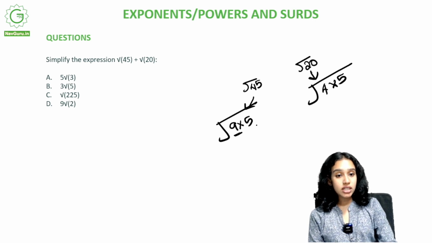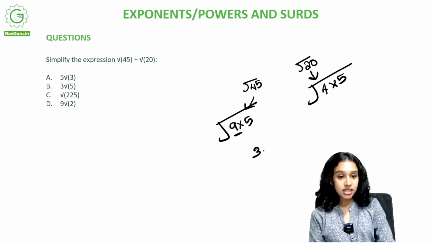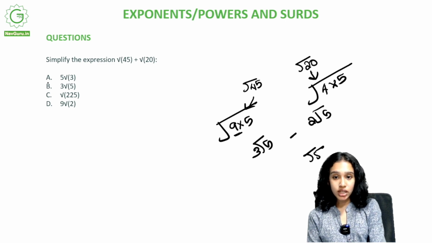So what is root of 9? It's 3 root 5 and it's 2 root 5. So when we are taking the sum, we get 5 root 5. So the answer should be 5 root 5.